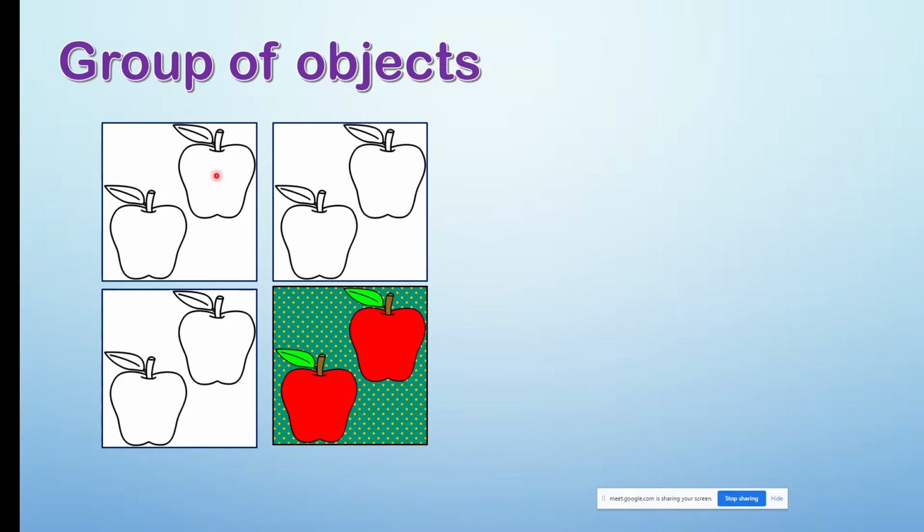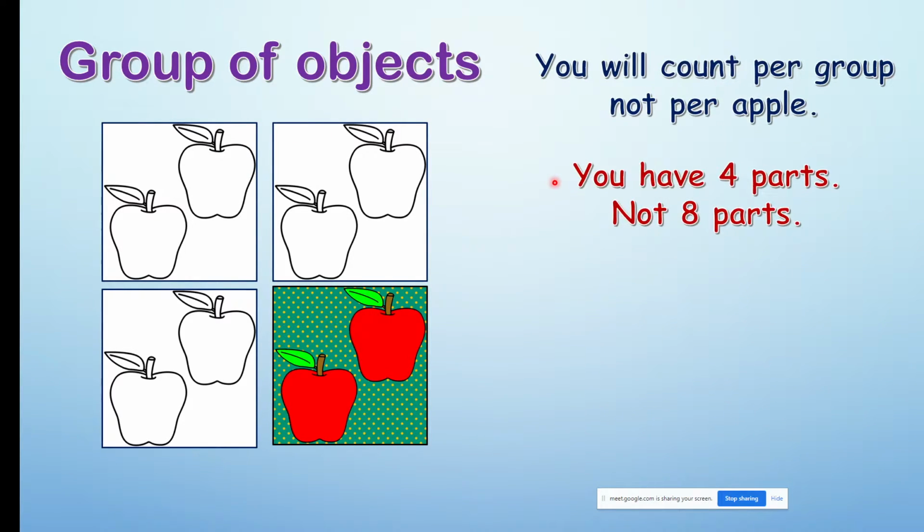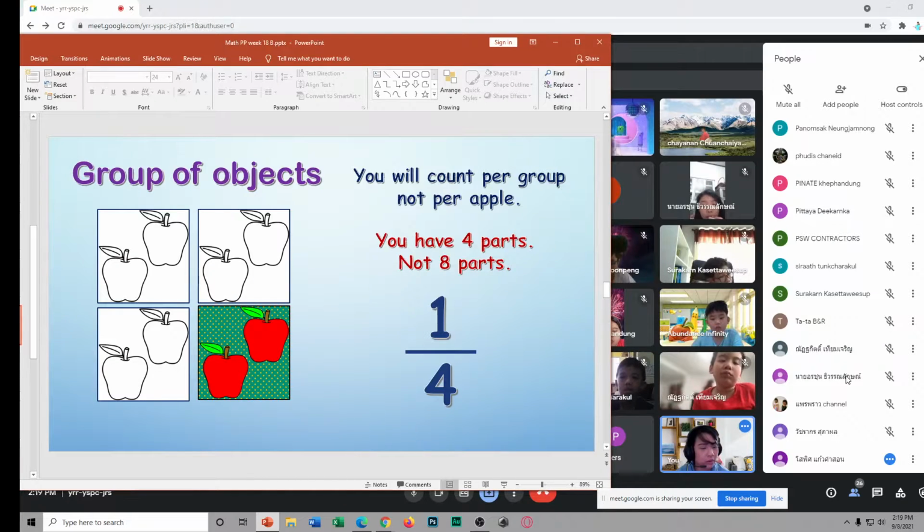You will not count like this: 1, 2, 3, 4, 5, 6, 7, 8, and then the denominator will be 8. No, it will not be like that. You are going to count per group. So you will have 4 parts, not 8 parts anymore, because you have 4 groups: 1, 2, 3, and then 4.